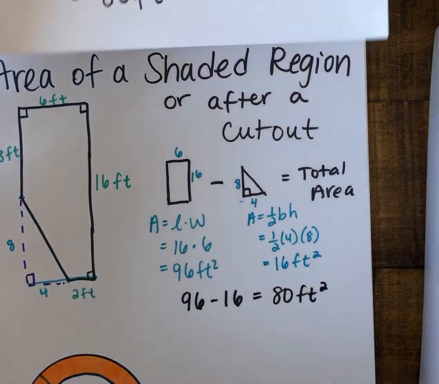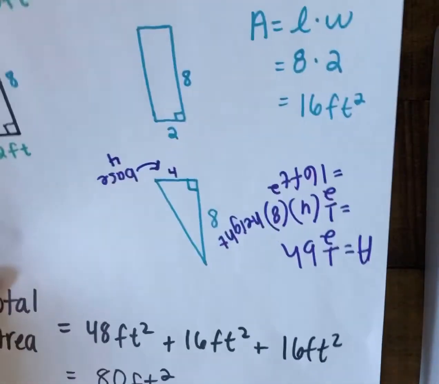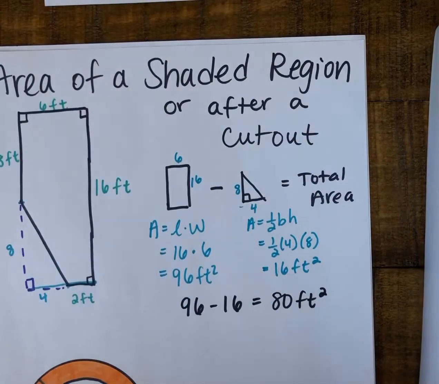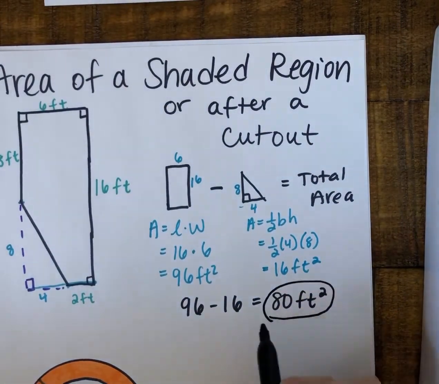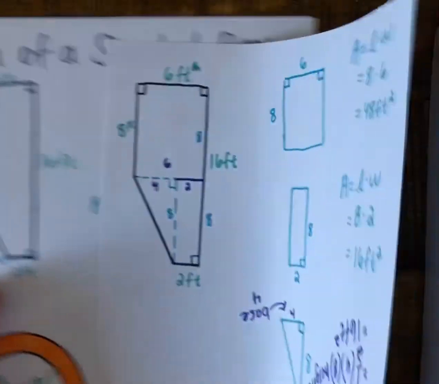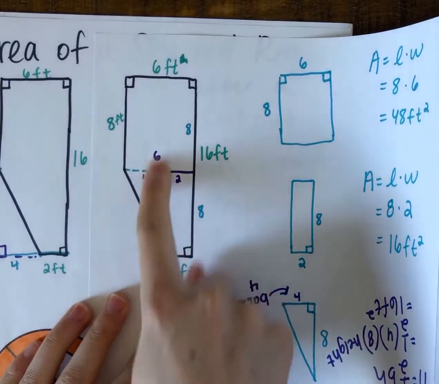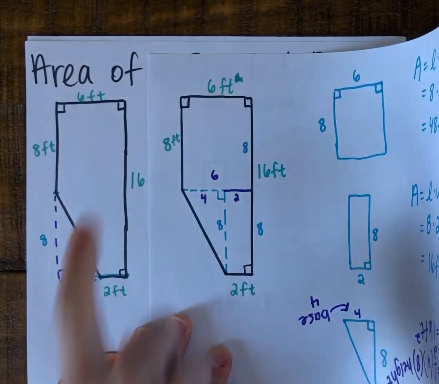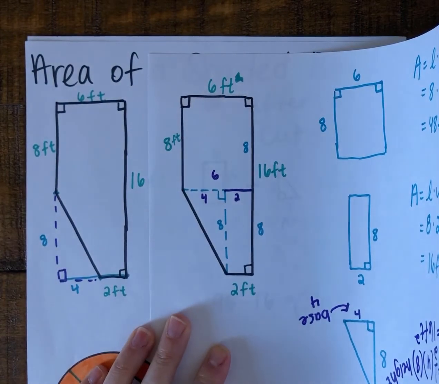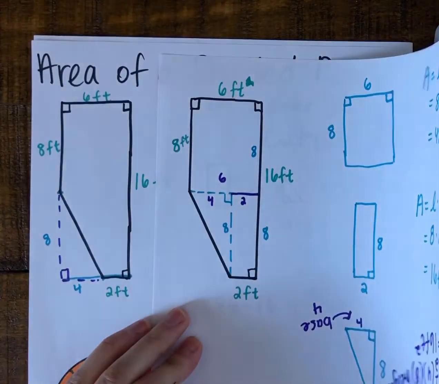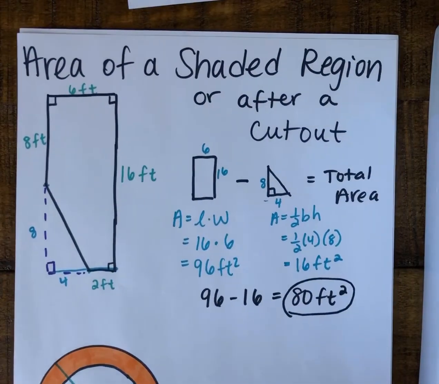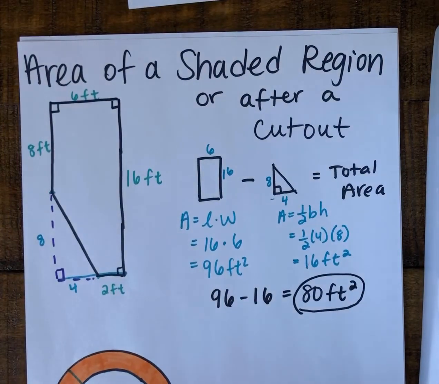Which, comparing to my other method, cutting it up and finding it, I also got 80 square feet. So this is a legal thing to do. Instead of thinking about it as a bunch of shapes that you're adding together, you can think about this same shape as one big shape with a piece cut off. And that's what we're going to be looking at today. We're going to do a few more examples, and I'm going to put those examples in separate videos.